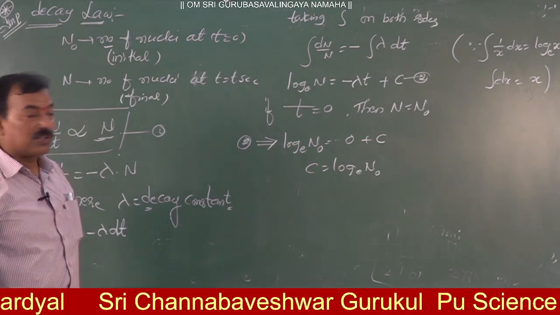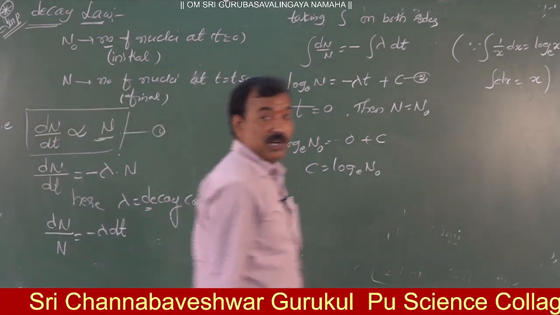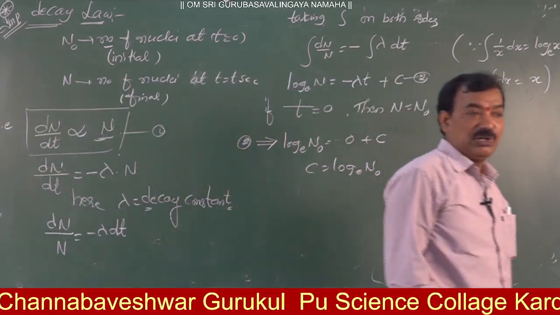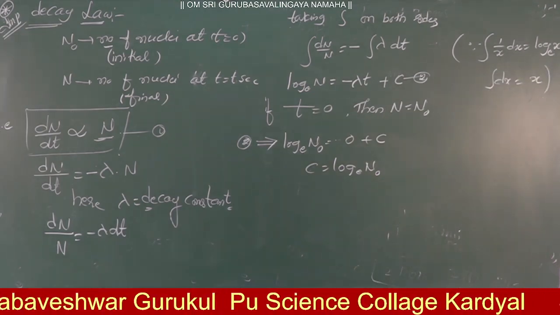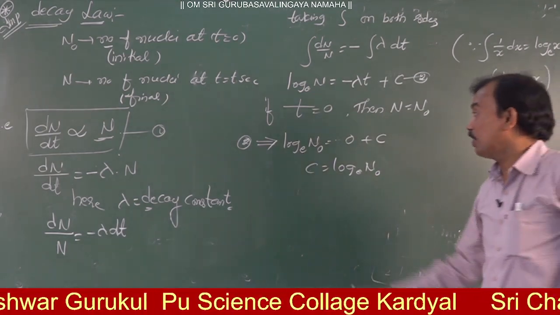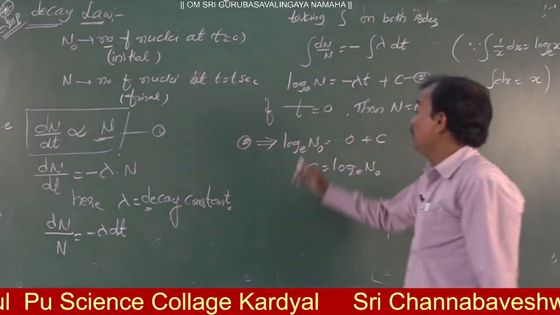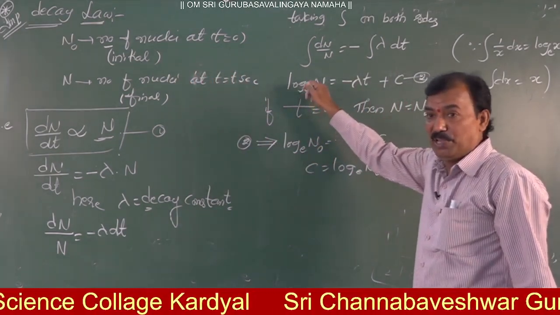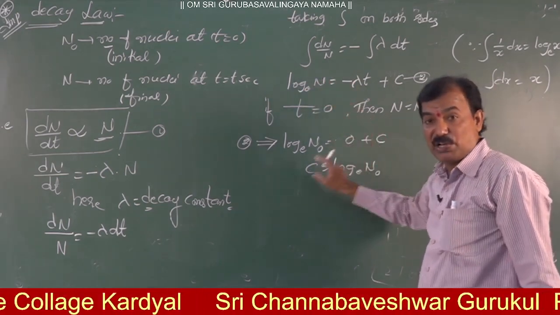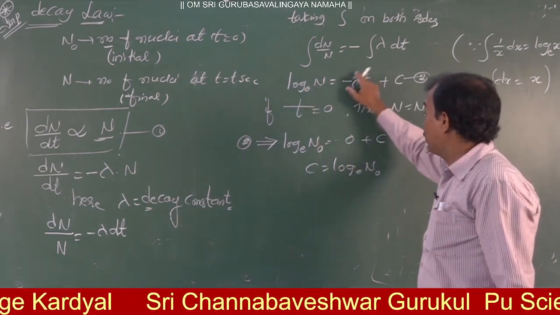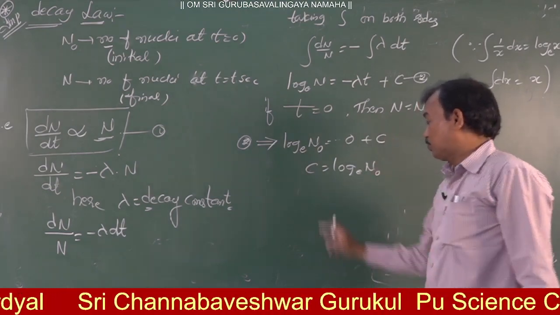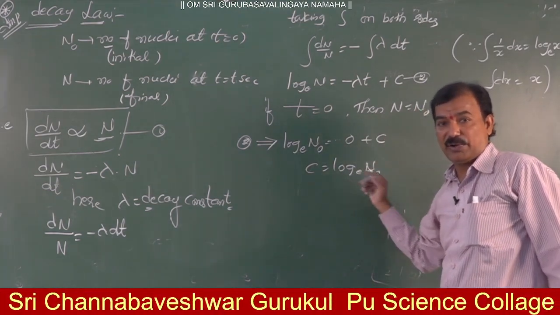Okay? So at the time t is equal to 0, how many initial nuclei were there? N naught. Already I gave this, N naught. So hence here, log base e, N is equal to N naught, so this value is equal to 0 plus c. So c is equal to log base e of N naught.